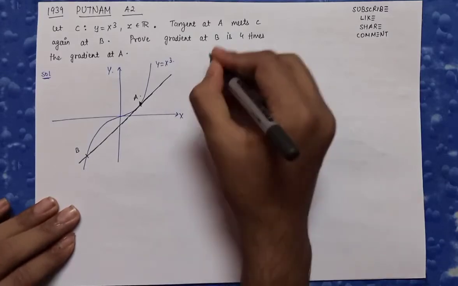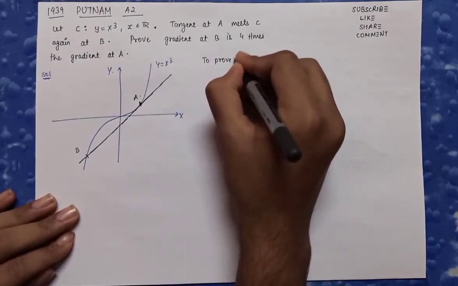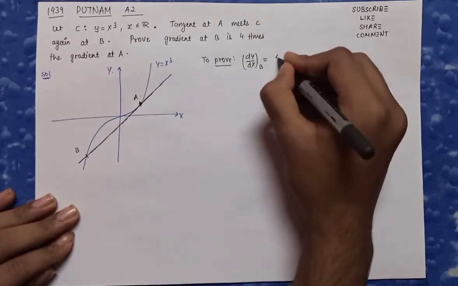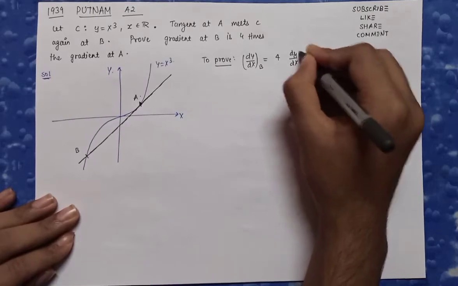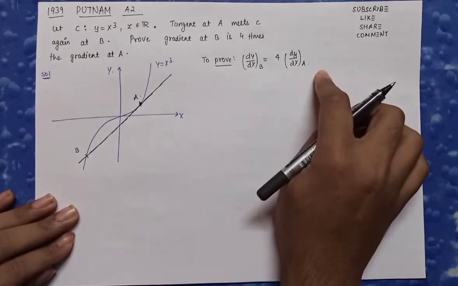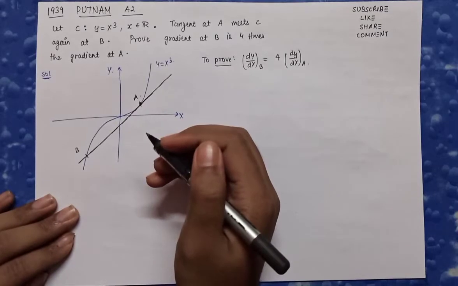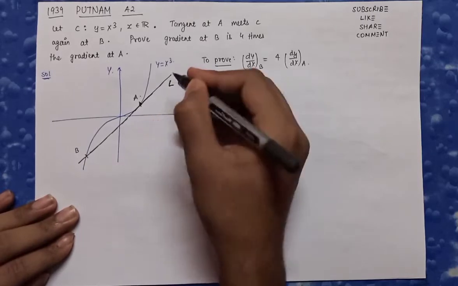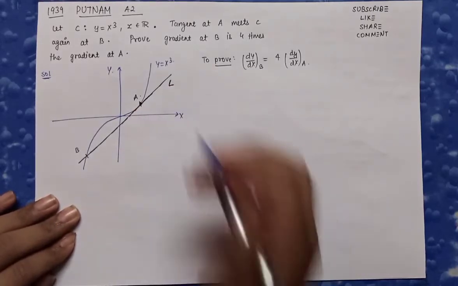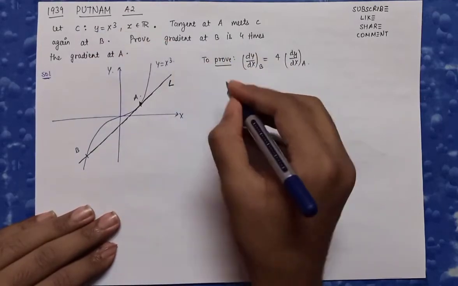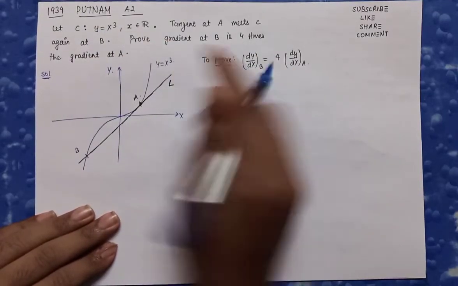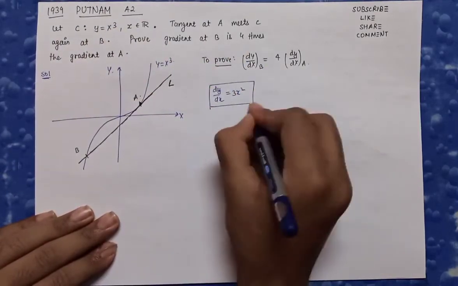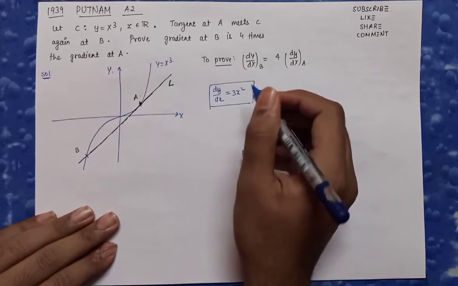Now what we have to prove is dy by dx at B equals 4 times dy by dx at A. In shorthand notation I have written this. So let's start. First I am going to write the equation of this line. I am going to find dy by dx for this curve. Differentiating this equation, dy by dx equals 3x squared. This equation will be very useful to us.